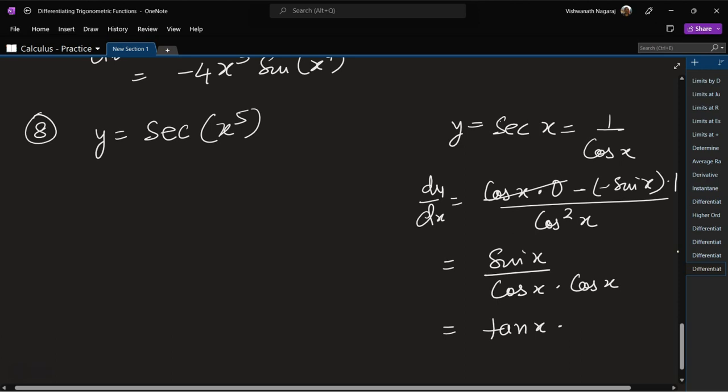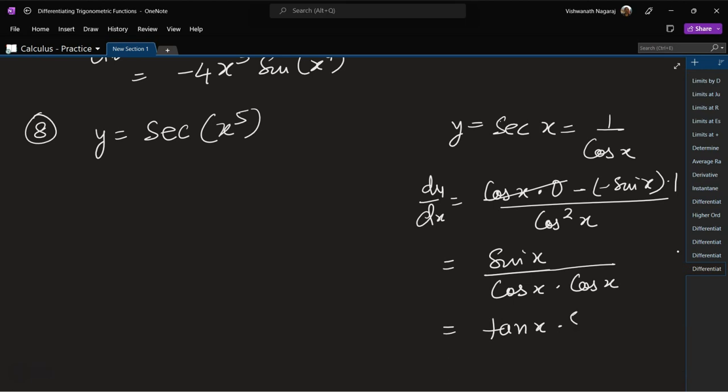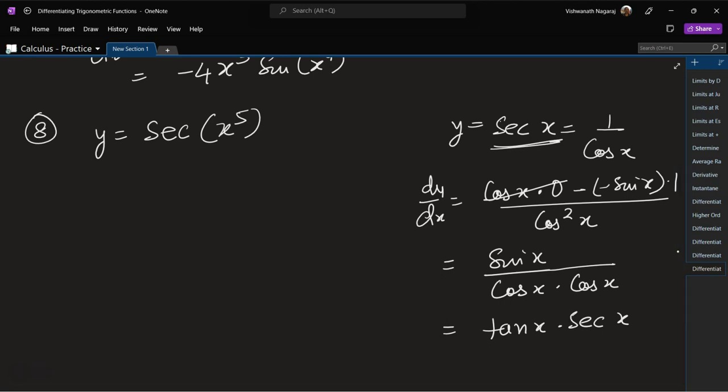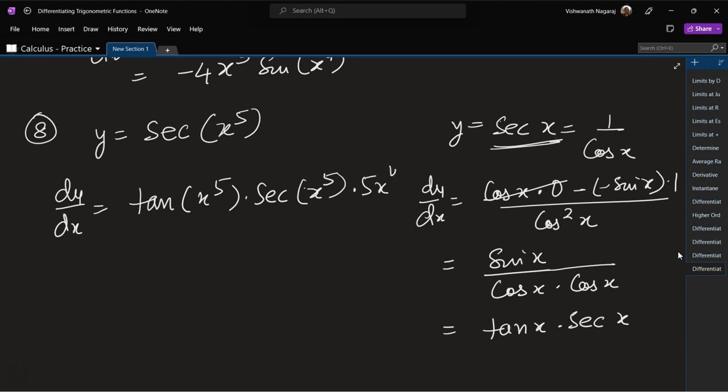Tan x times, this is, remember, 1 by cos x. So 1 by cos x is sec x. So derivative of sec x is tan x sec x. So here it becomes very straightforward. We write tan of x to the power of 5 times sec of x to the power of 5, and then 5x to the power of 4. So 5x to the power of 4 tan x to the power of 5 sec x to the power of 5.